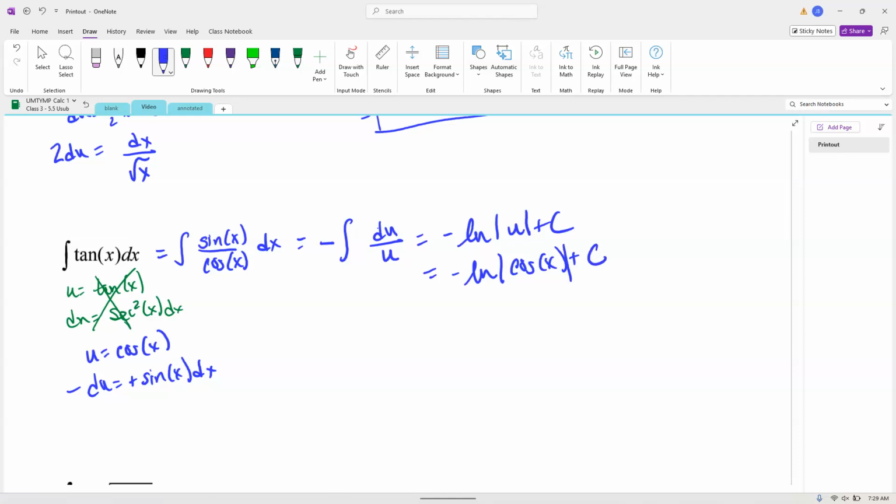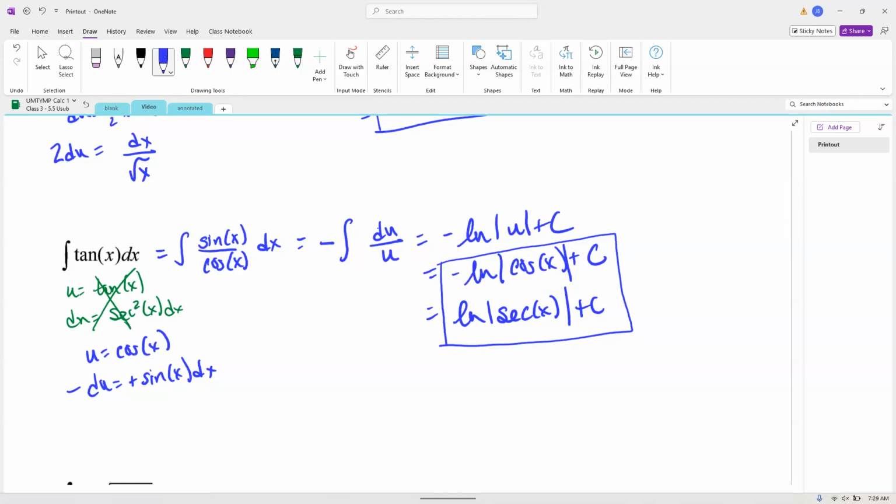Okay, and then, you know, if you put this into Google, integral of tangent, whatever, Google might give you something different. Remember, the negative can go inside as an exponent on the expression inside the natural log, and if you do that, you would also get natural log of secant of x, 1 over cosine, plus c. But either one of these is a valid way to represent the integral of tangent.